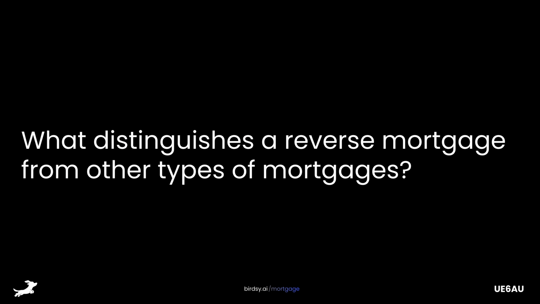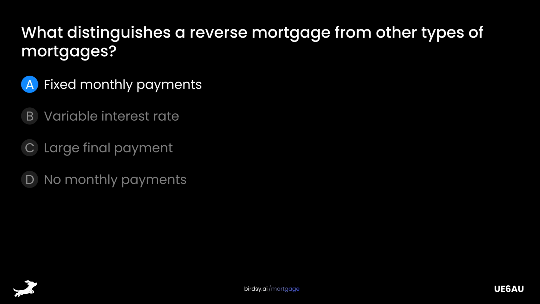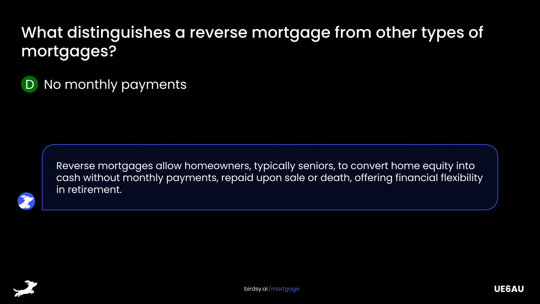What distinguishes a reverse mortgage from other types of mortgages? Is it A, fixed monthly payments, B, variable interest rate, C, large final payment, or D, no monthly payments? The answer is D, no monthly payments. Reverse mortgages allow homeowners, typically seniors, to convert home equity into cash without monthly payments, repaid upon sale or death, offering financial flexibility in retirement.